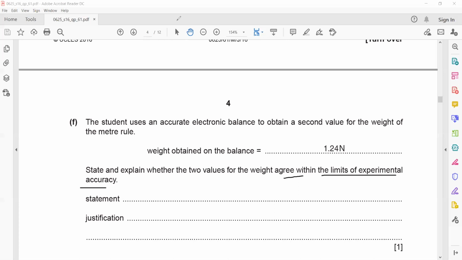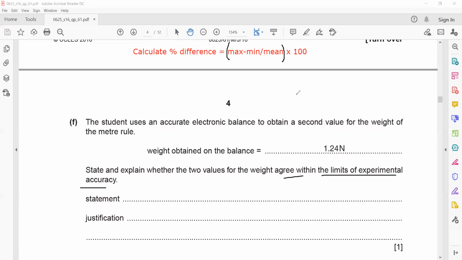Now, when you're comparing the two values, whether they are equal, how can you compare? You can calculate the percentage difference between the two values. How to calculate a percentage difference? Percentage difference is maximum value minus minimum value divided by mean, times 100. That is a formula which you have to remember for calculating a percentage difference.